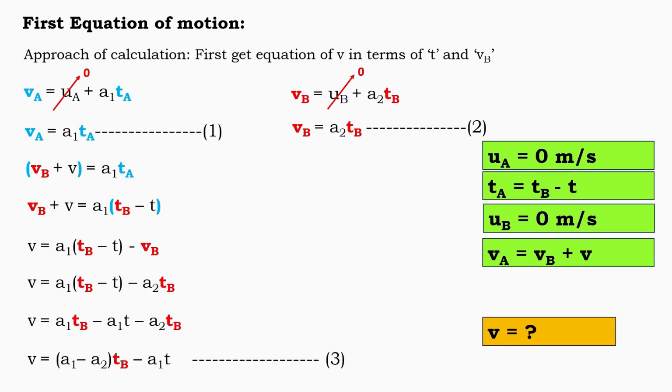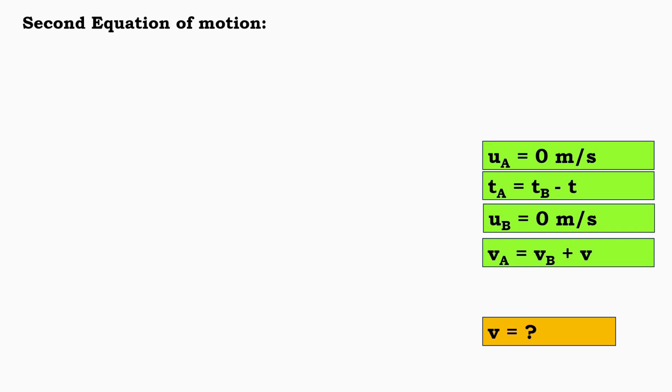At this point, I strongly recommend pausing the video and going through the algebra once on your own. Understanding these steps will make the rest of the solution much easier to follow. We'll now use this result to eliminate t_b and arrive at the final answer. Next, let us apply the second equation of motion to both cars, as shown. Again, both cars start from rest, so the equations simplify as shown on the screen.